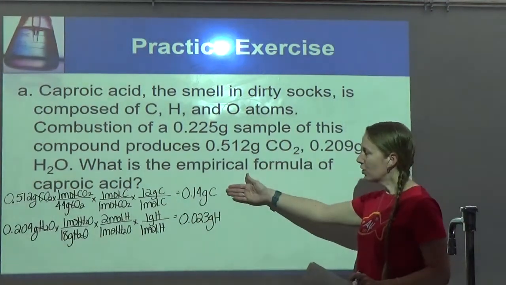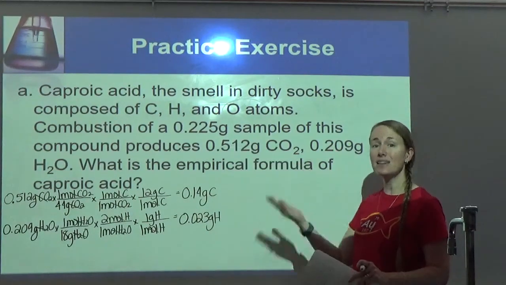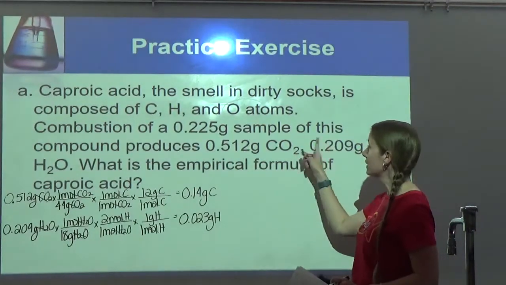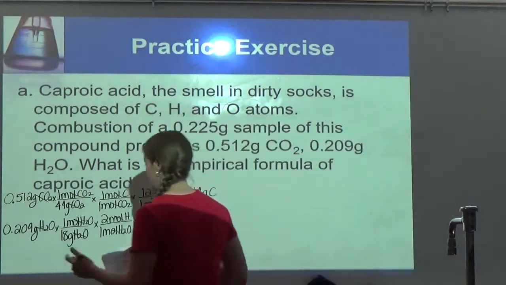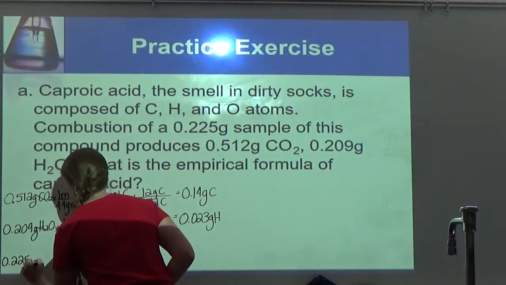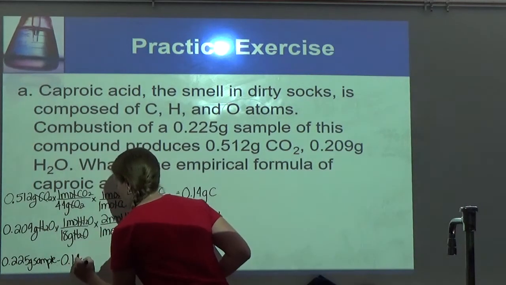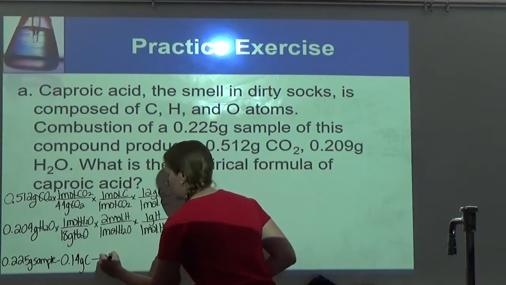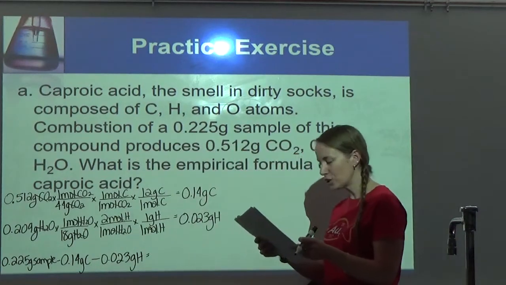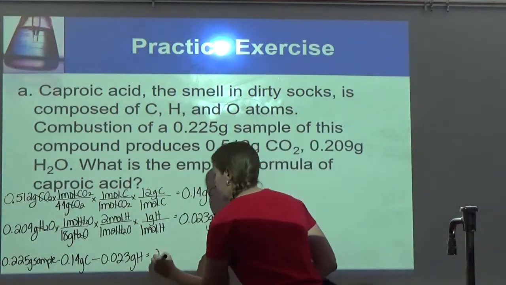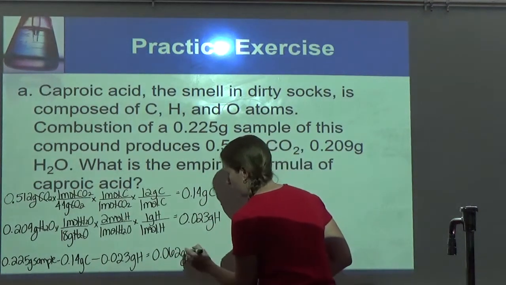Okay, so now I know my carbon, I know my hydrogen, so last step is I need to subtract it from the sample to get the oxygen. Remember, you can't subtract it from these amounts because the carbon dioxide and water also have oxygen from the air. So I take my sample, which is 0.225 grams, and I subtract my carbon, which is 0.14 grams, and I subtract my hydrogen, which is 0.023 grams. And that'll give me how much oxygen. So when I subtract, I get 0.062 grams of oxygen. Oops, sorry, my O got kind of weird there.